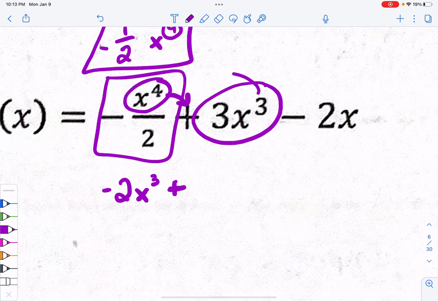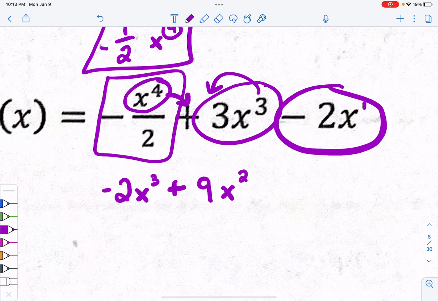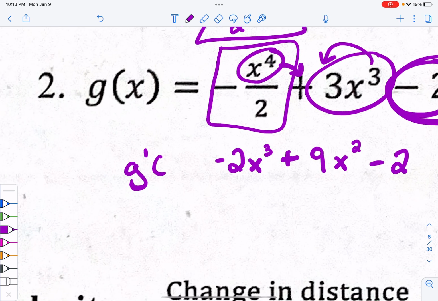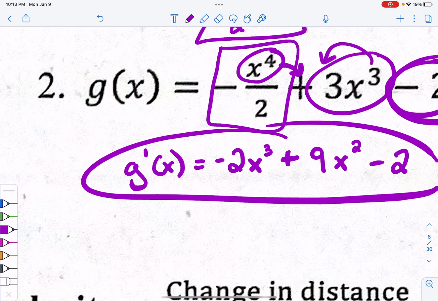This guy's derivative, I multiply the 3 down in front. 3 times 3 is 9, and this is x to the second power, okay? Here's that linear term again, so this is the first power. 1 times negative 2 is negative 2. This would be x to the 0 power if we subtract 1, so it's just that constant in front, okay? With a linear term, you just take the constant off the front of it because the x just drops off in the derivative. Our name would be g prime of x, and that is my general derivative, okay?